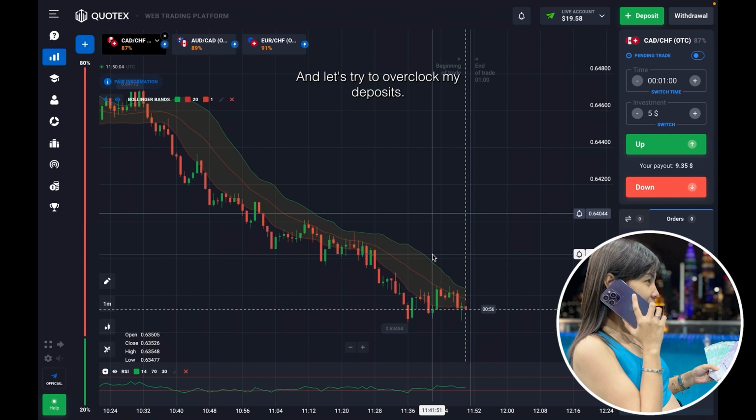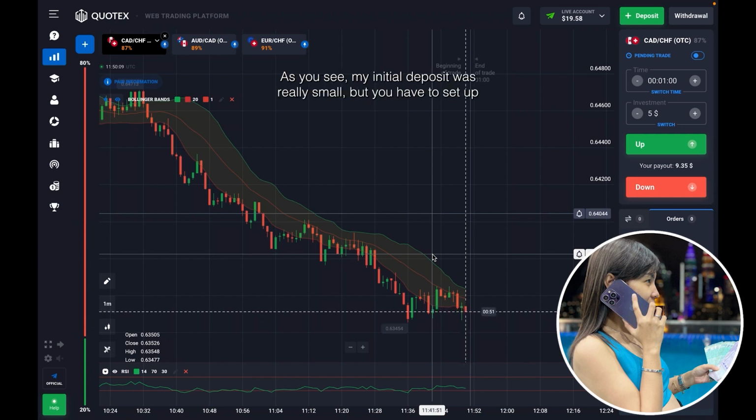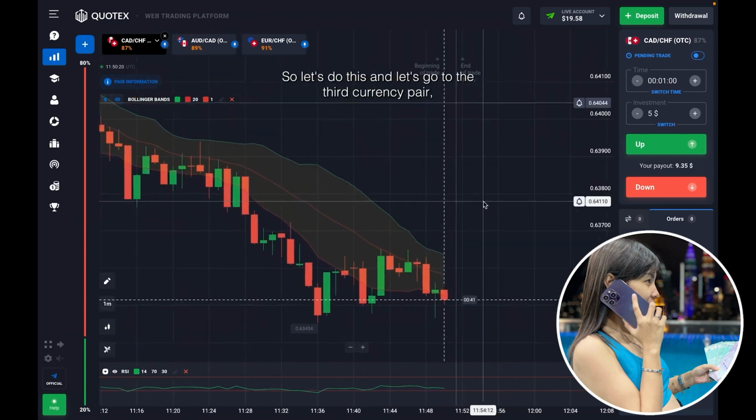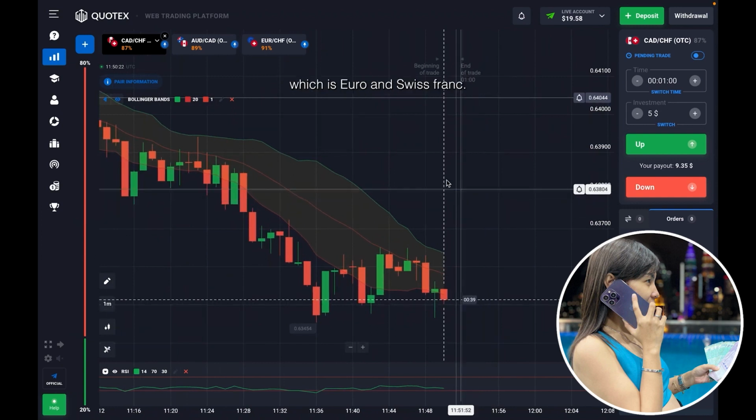So let's try to work out my deposit. As you see, my initial deposit was really small, but you have to set up your financial goals also. My financial goal for today's trading session is around $2,000. And let's do this, and let's go to the first currency pair, which is the euro and New Zealand franc.